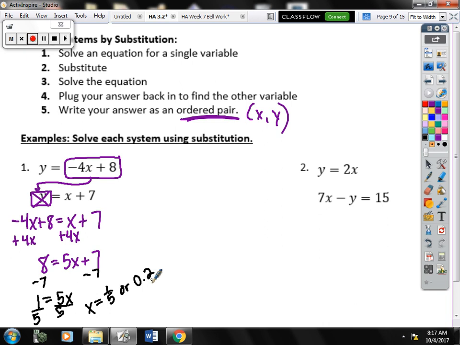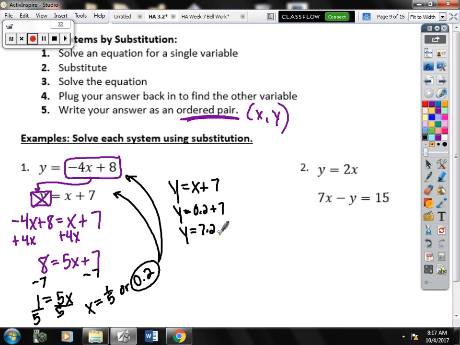0.2. Now we need to take that and plug it back in. Again, I might go ahead and use the 0.2 just because it'll be really easy. And you can plug into either equation. It does not matter. You don't have to plug into both. I would pick the one that looks easier. So equation 2 looks really easy. 0.2 plus 7 is just 7.2. So now I'm going to take these two things and write them as an ordered pair. So that would be 0.2, comma, 7.2.